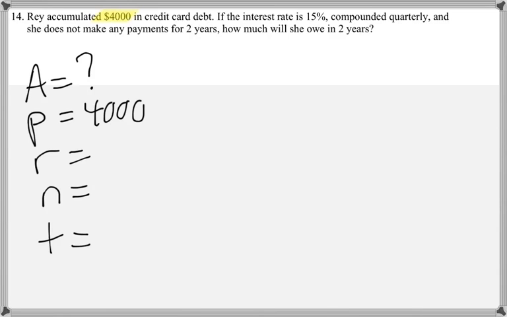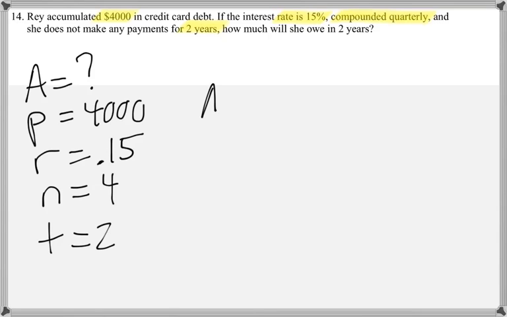The rate is 15%, so it's 0.15, and it's compounded quarterly, so that means n is equal to 4. And then t is going to be 2 because it's 2 years.